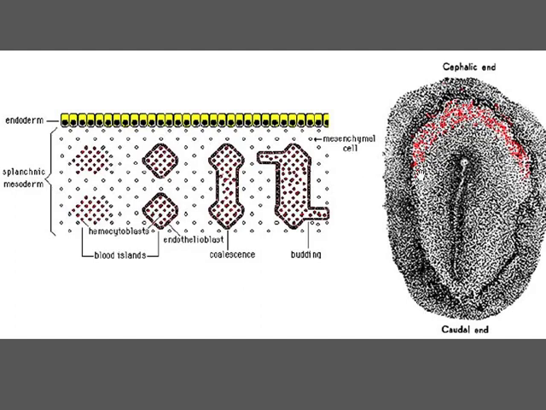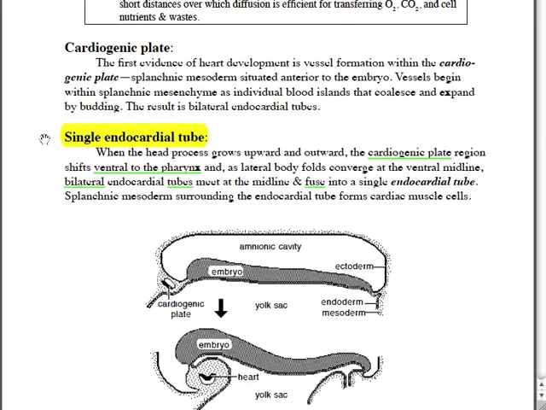At the right, we see the cardiogenic plate region. Here, vessel formation is taking place in splanchnic mesoderm located anterior to the embryo. A single endocardial tube is formed as the head process formation brings the cardiogenic plate ventral to the foregut or the pharynx, and bilateral endocardial tubes fuse at the midline to create a single endocardial tube.